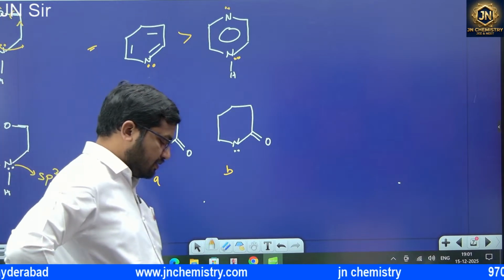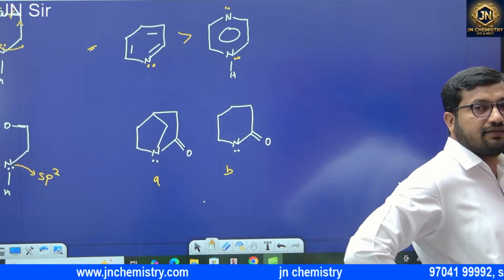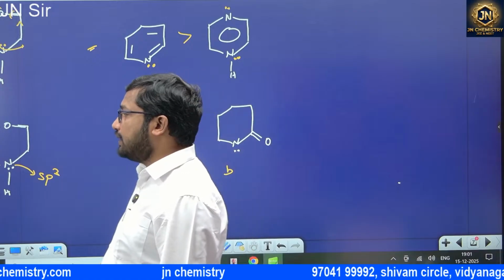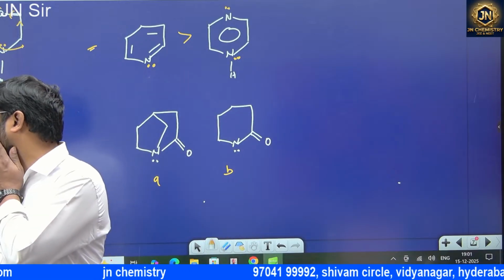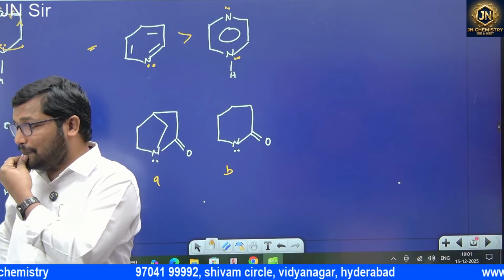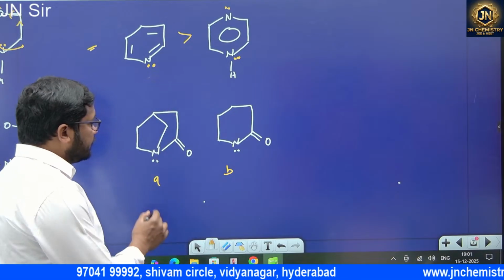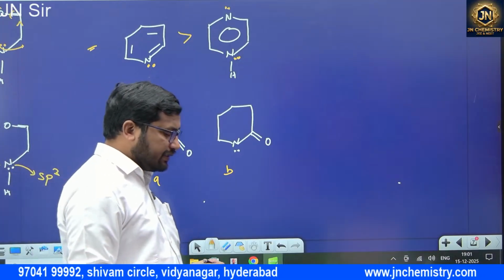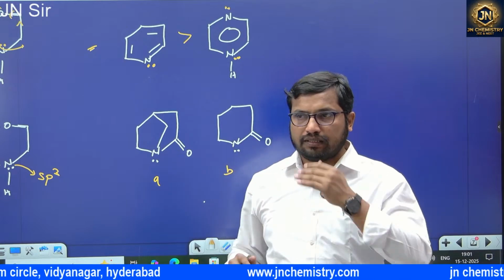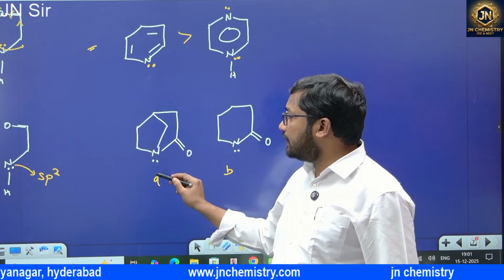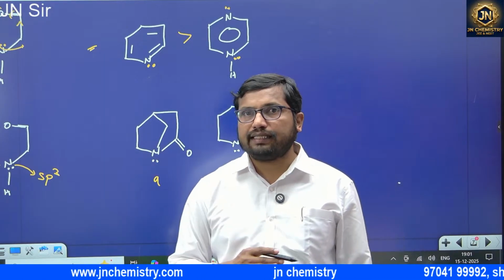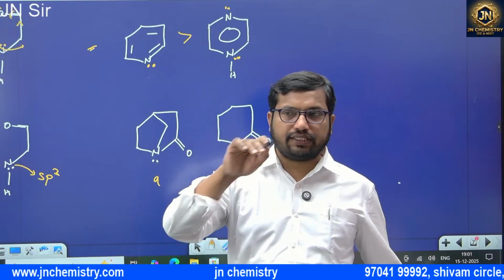A greater than B is the right answer. Why? Because whenever a bridged case is there, it's non-planar, right? Non-planar means these electrons are not participating in the resonance. When resonance is possible, all are in the same plane, then only resonance is possible.